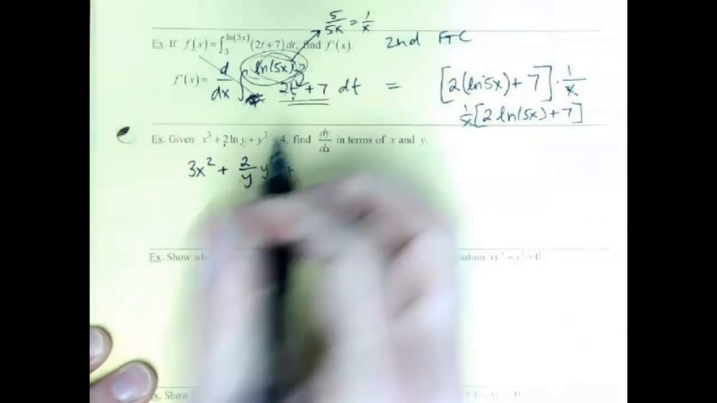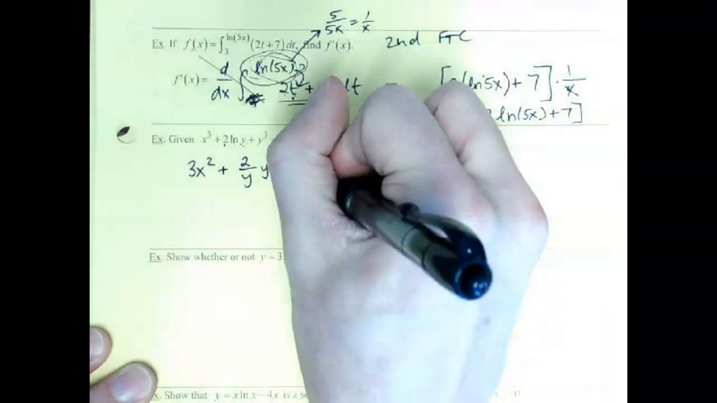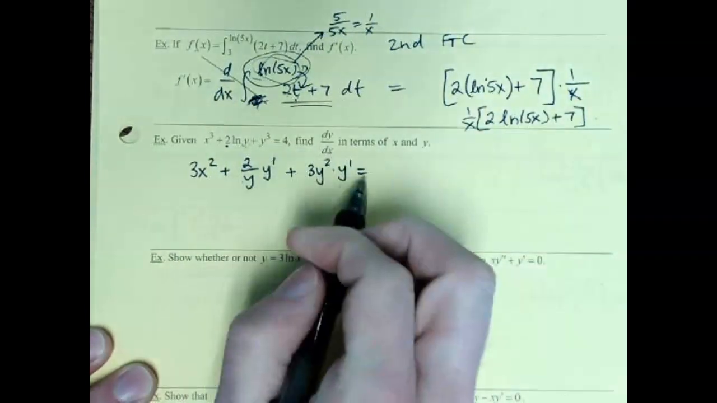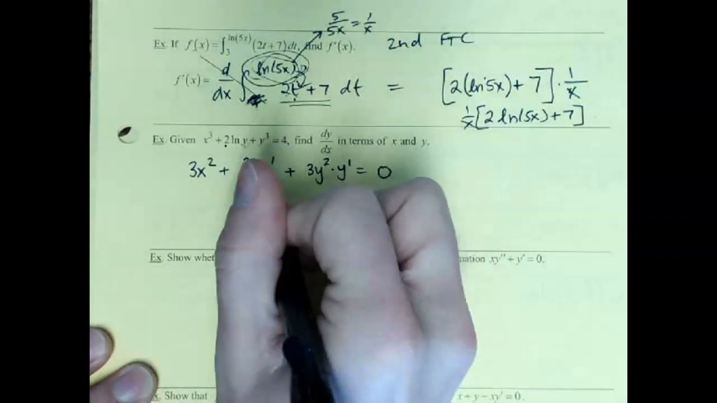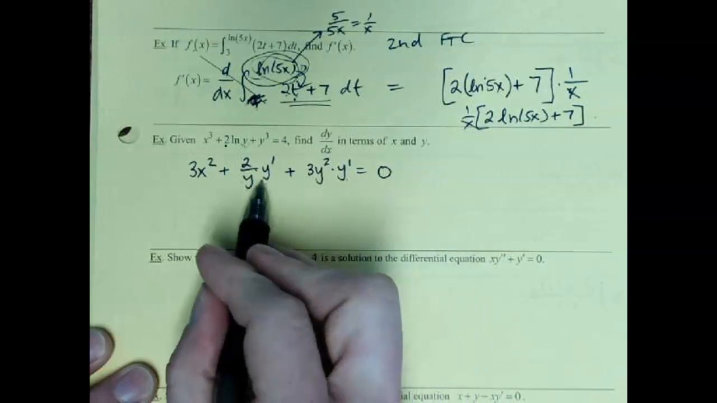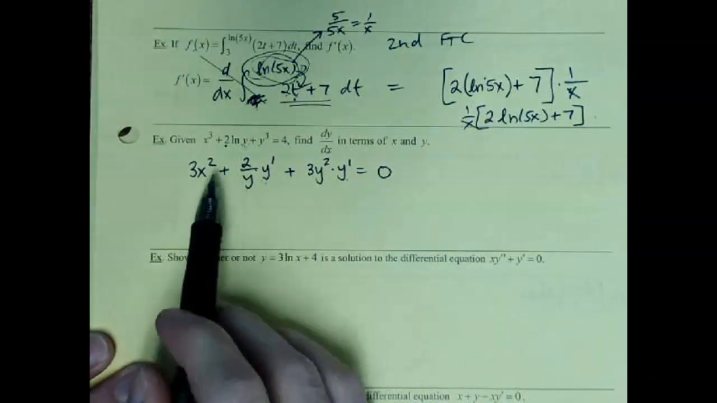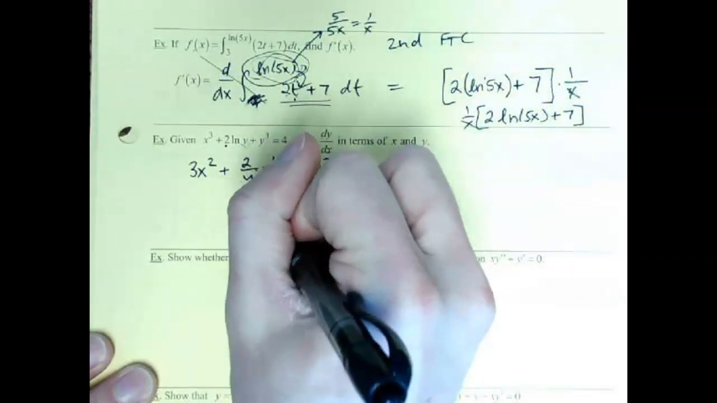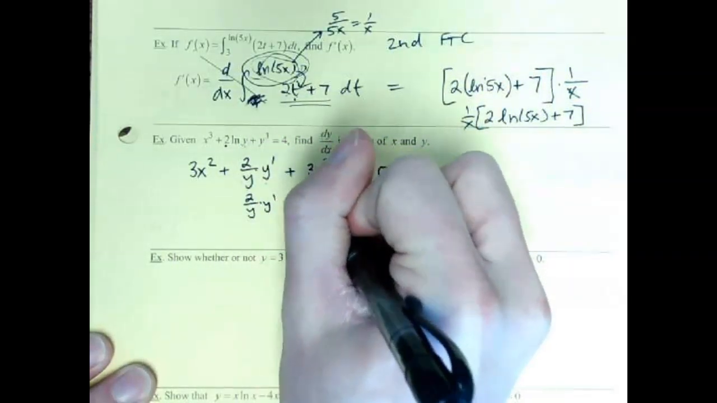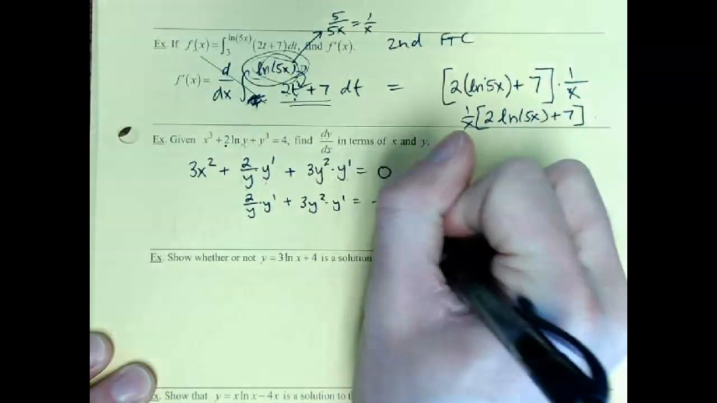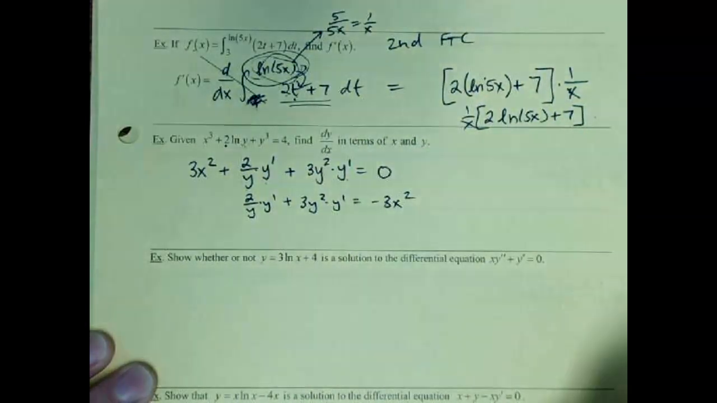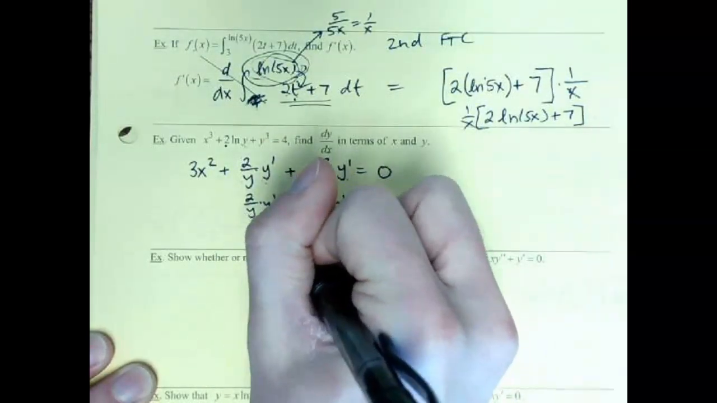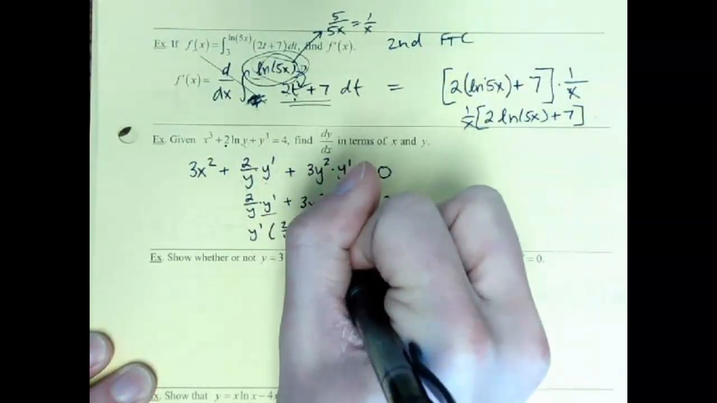The next chunk, since I have y cubed, it would be 3y squared times y prime. The derivative of 4 is 0. And then what we would be doing is trying to get the y prime by itself. So here, the non-derivative term, I would move it over. So I'd have 2 over y times y prime, plus 3y squared times y prime equals negative 3x squared. Then I would need to factor that thing out. So I have 2 over y plus 3y squared.